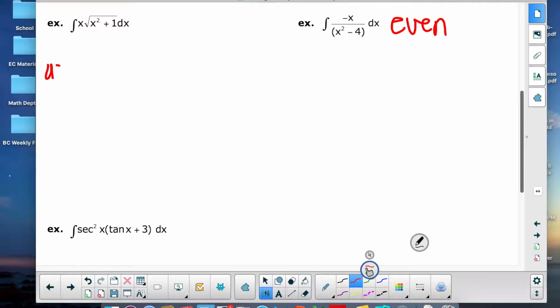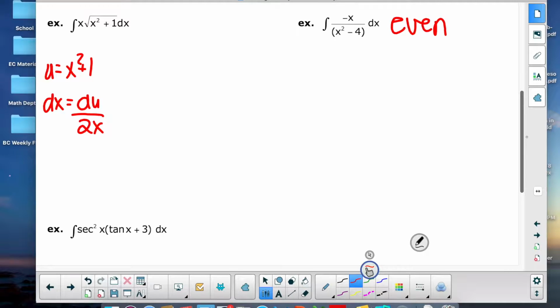So what's my u? x squared plus 1. Why is x squared plus 1 my u? Because it's under the radical, because of the radical grouping symbol, right? That's why it's important to recognize those grouping symbols. So that means dx is du over 2x. We got there? Okay?